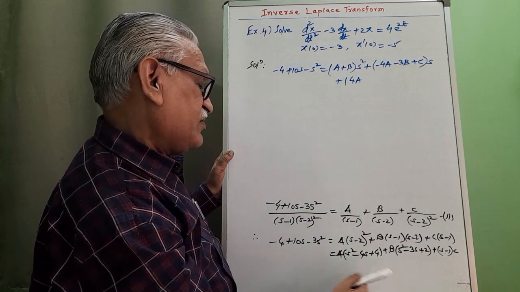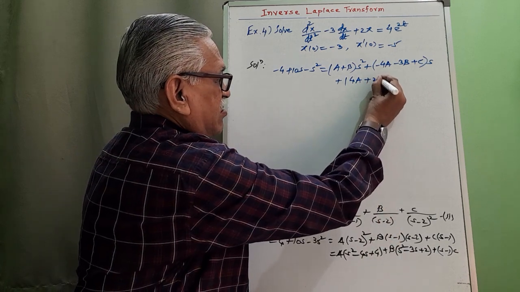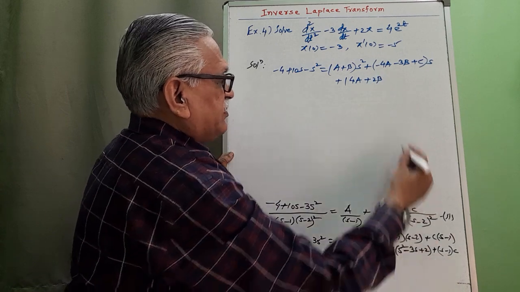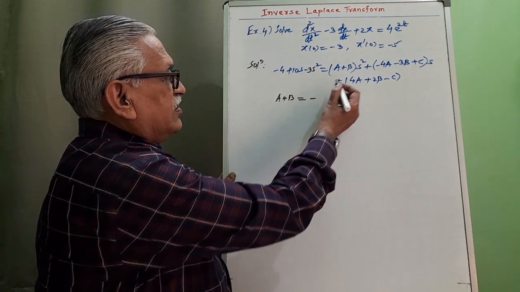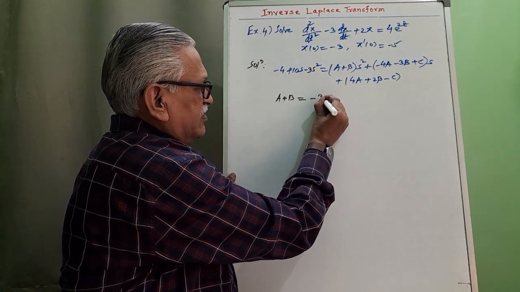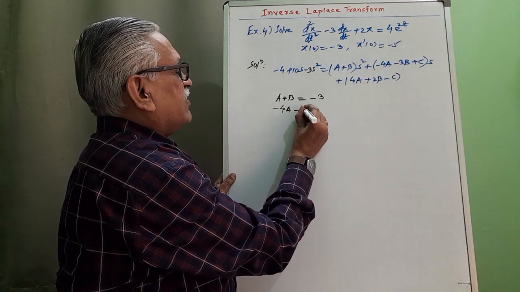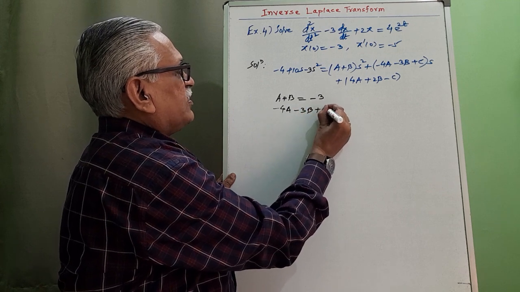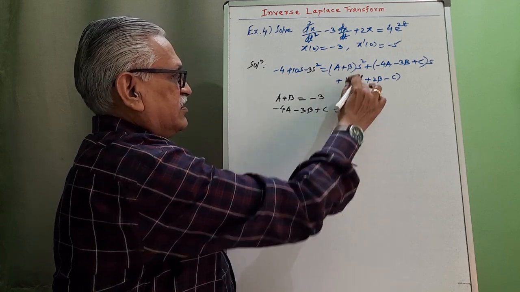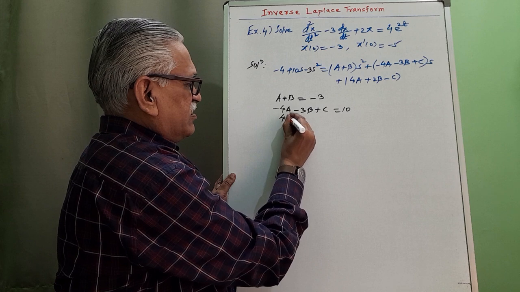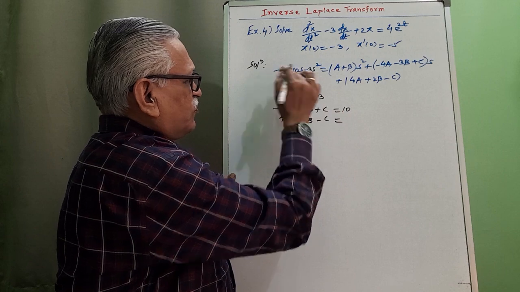then plus 2b and minus c. A plus b is equal to minus 3. Second, minus 4a minus 3b plus c is equal to, coefficient of s is here 10. Next, 4a plus 2b minus c is equal to constant term minus 4.